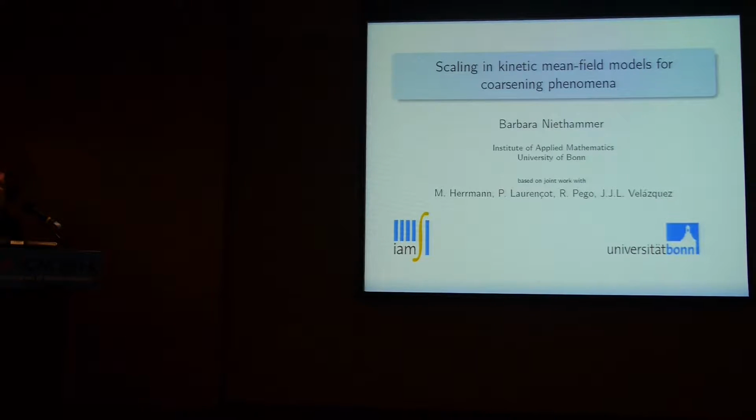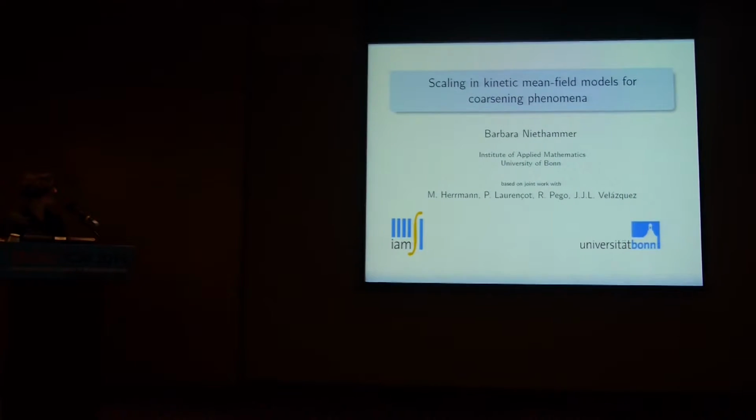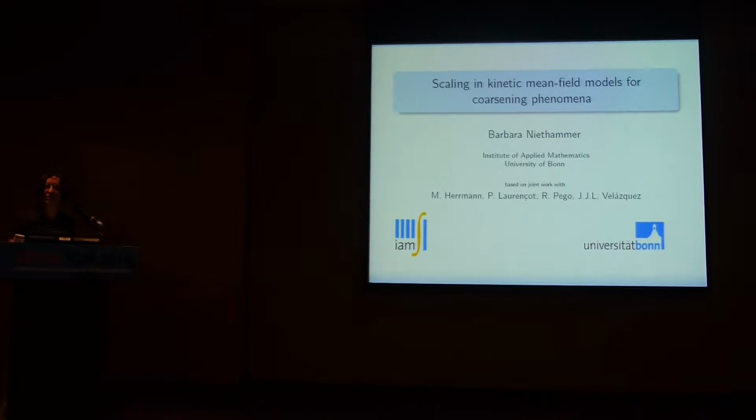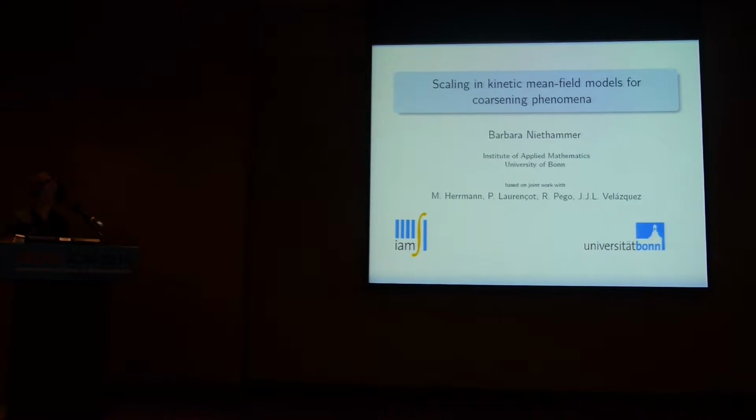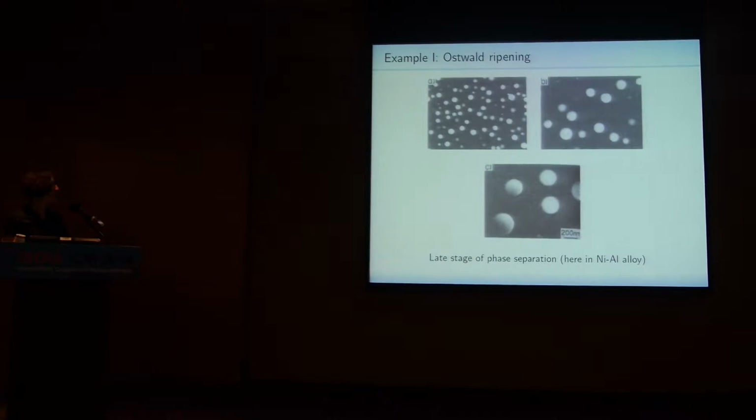So in my talk, I will discuss how to use kinetic mean field models to describe universal long-time behavior in coarsening phenomena. And I will concentrate on two fundamental examples from material science that are quite different in nature, as you will see. So the first one is Ostwald ripening.